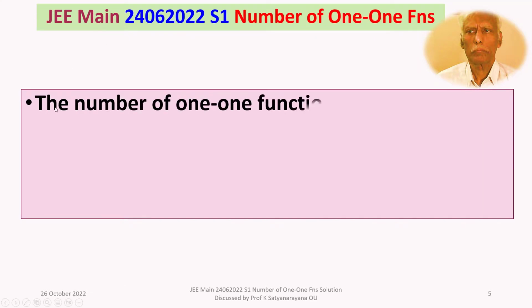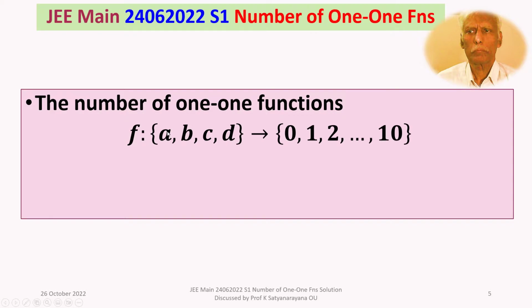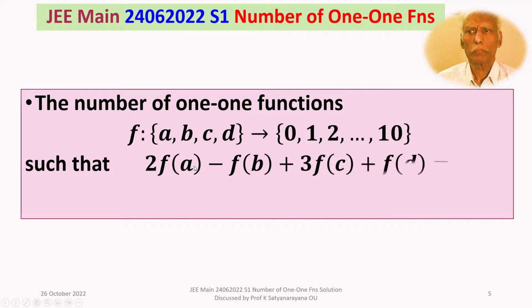The problem is: the number of one-to-one functions f from the set consisting of 4 elements A, B, C, D to the set consisting of 10 elements 0, 1, 2, up to 10, such that 2 times f of A minus f of B plus 3 times f of C plus f of D is equal to 0. So the problem is self-explanatory. There is no need to explain further.